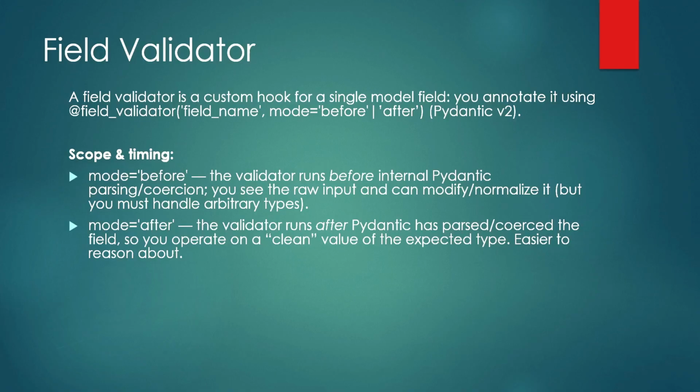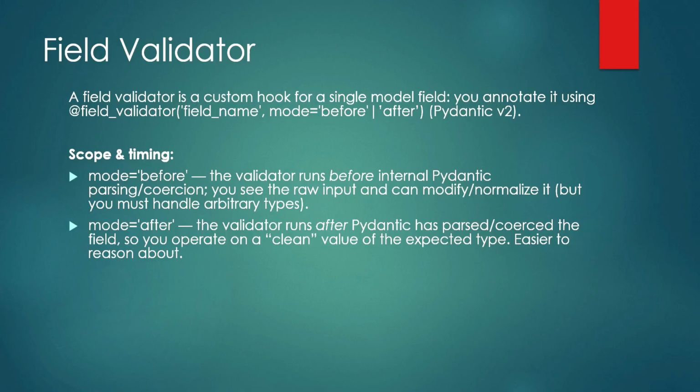Scope and timing. Mode before: the validator runs before internal Pydantic parsing or coercion. You see the raw input and can modify or normalize it. Mode after: the validator runs after Pydantic has parsed or coerced the field, so you operate on a clean value of the expected type, easier to reason about. Don't worry, I'll show everything in practical, so you will understand very clearly when I show the practical. This is the basic theory.